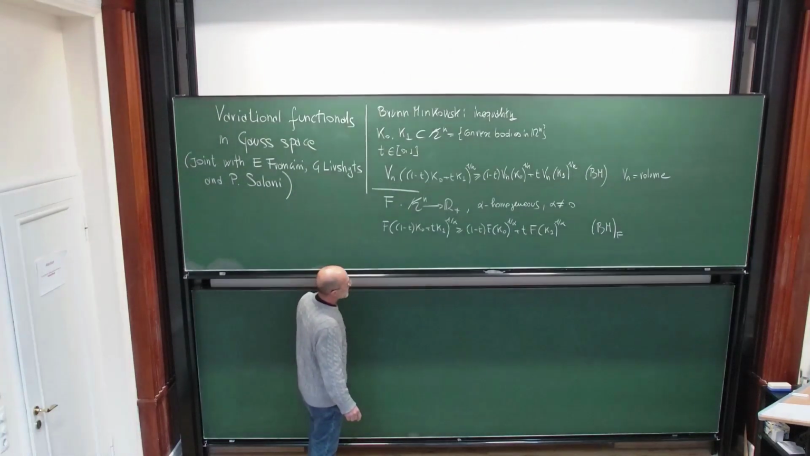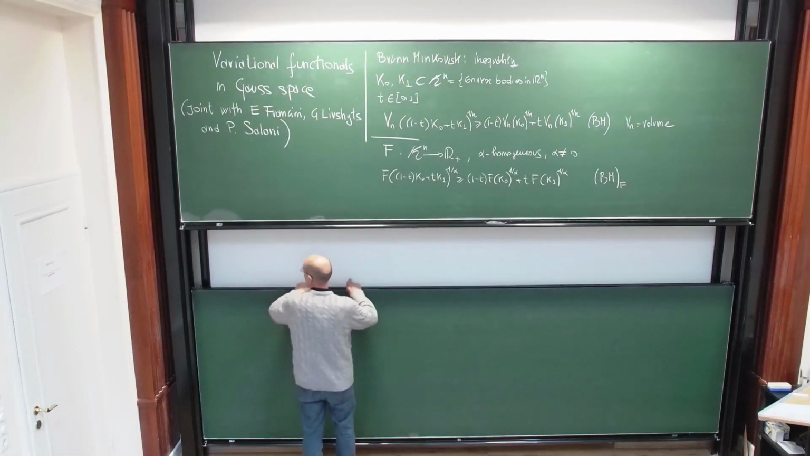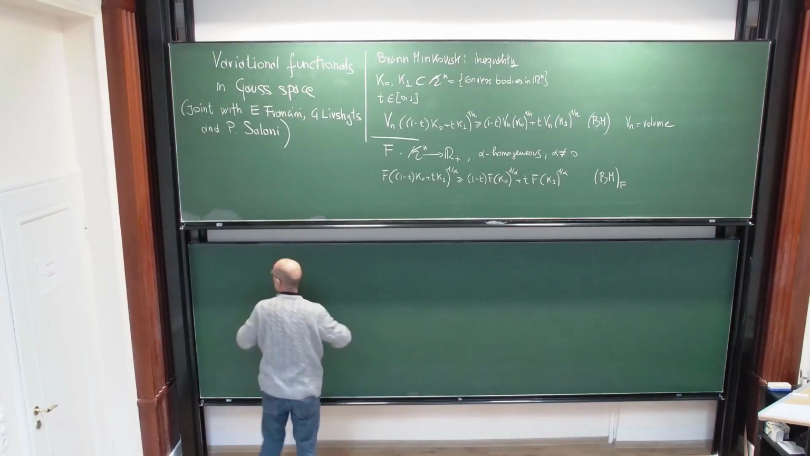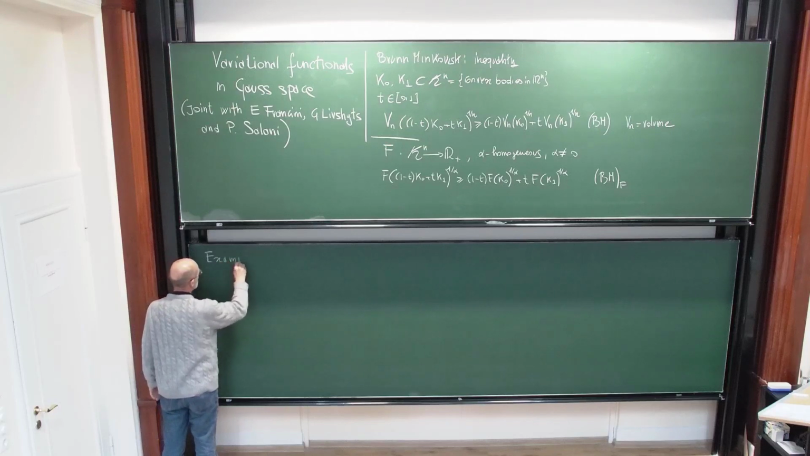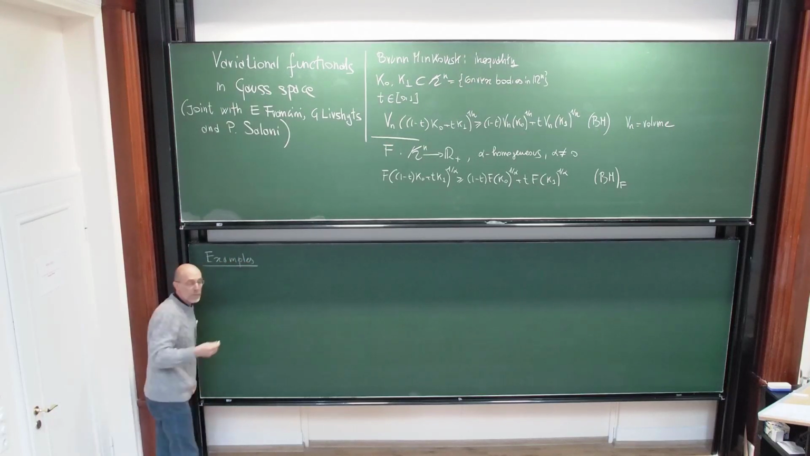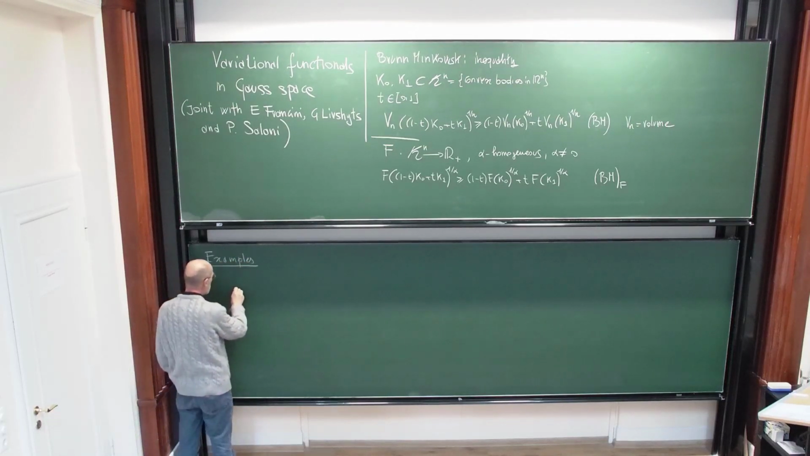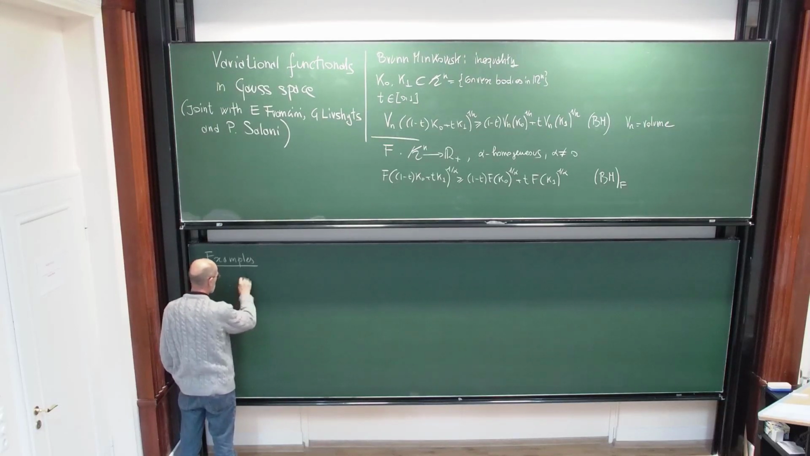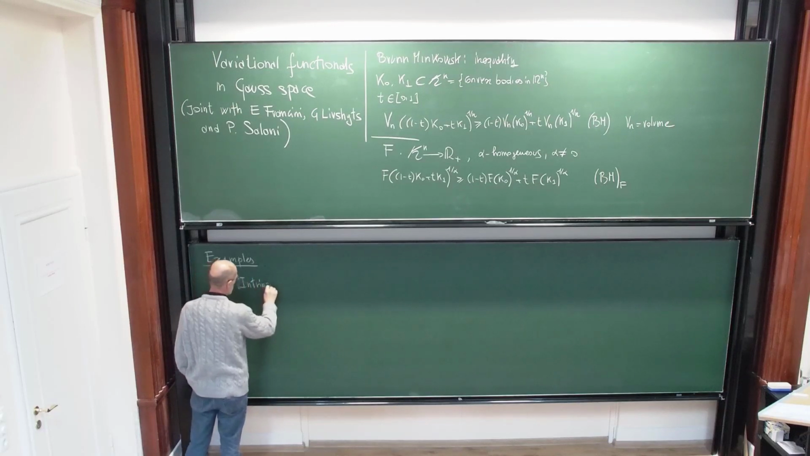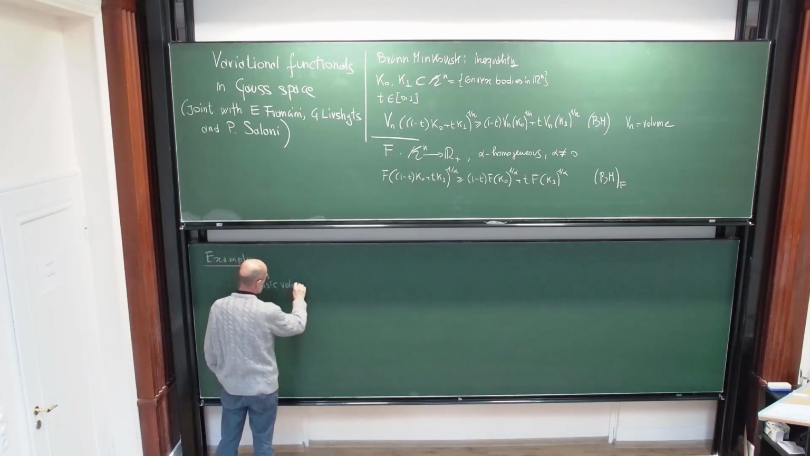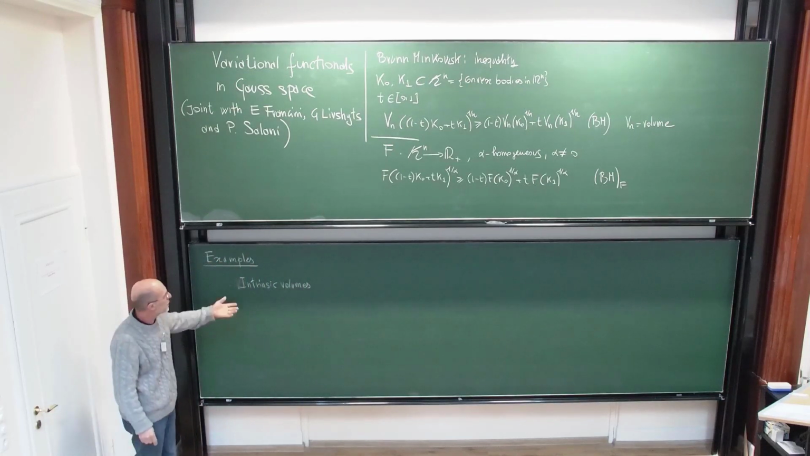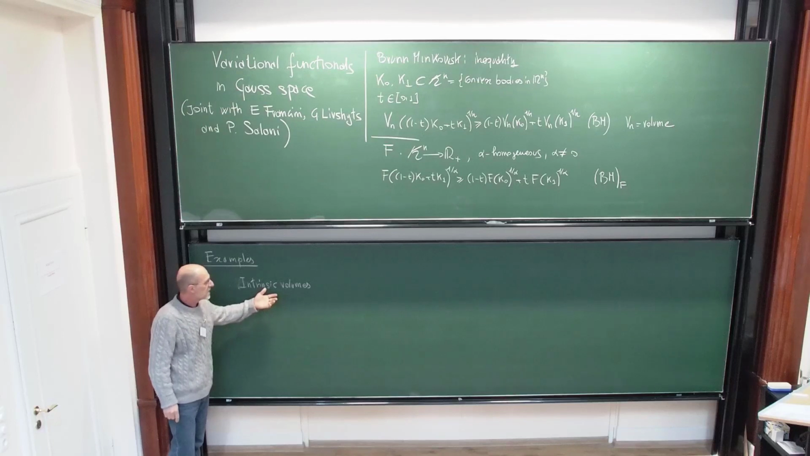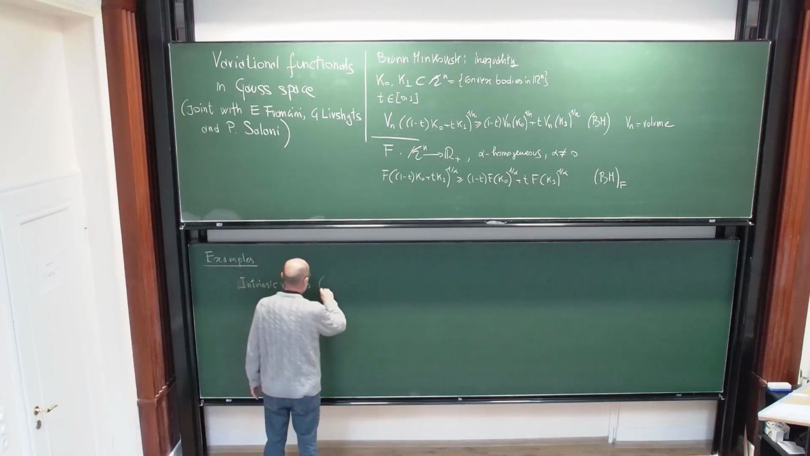There are examples. Of course, I mean, this definition makes sense because there are examples beyond the volume. And maybe the first example is given by intrinsic volume. Every intrinsic volume verifies the Brunn-Minkowski inequality with a different order of homogeneity, and this comes basically from the Alexandrov-Fenchel inequality.